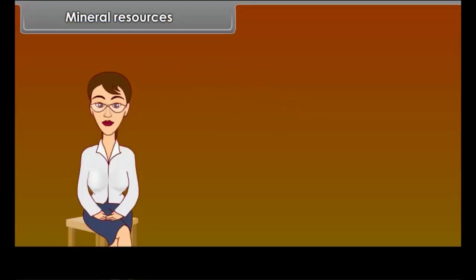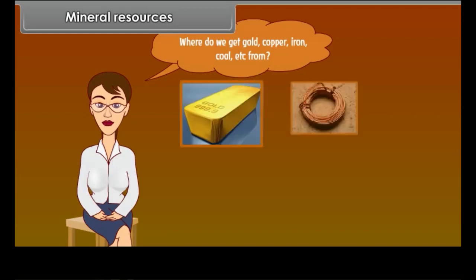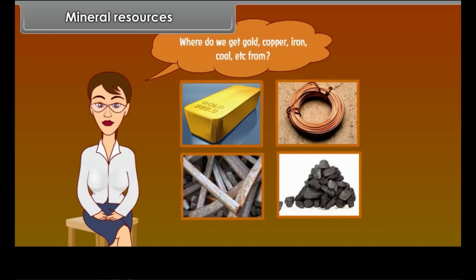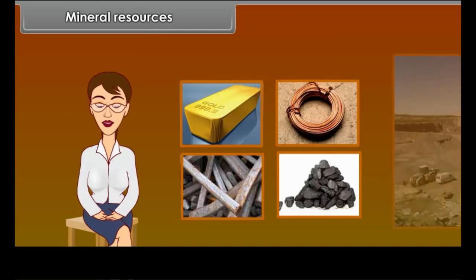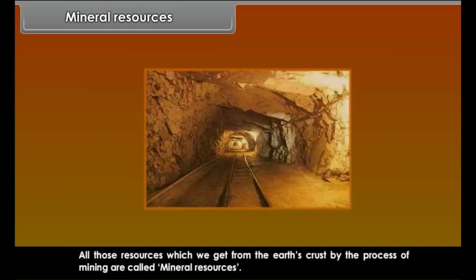Mineral resources. Where do we get gold, copper, iron, coal, etc. from? From the earth's crust. Yes, we get these type of minerals from the interior of the earth's crust. All those resources which we get from the earth's crust by the process of mining are called mineral resources.